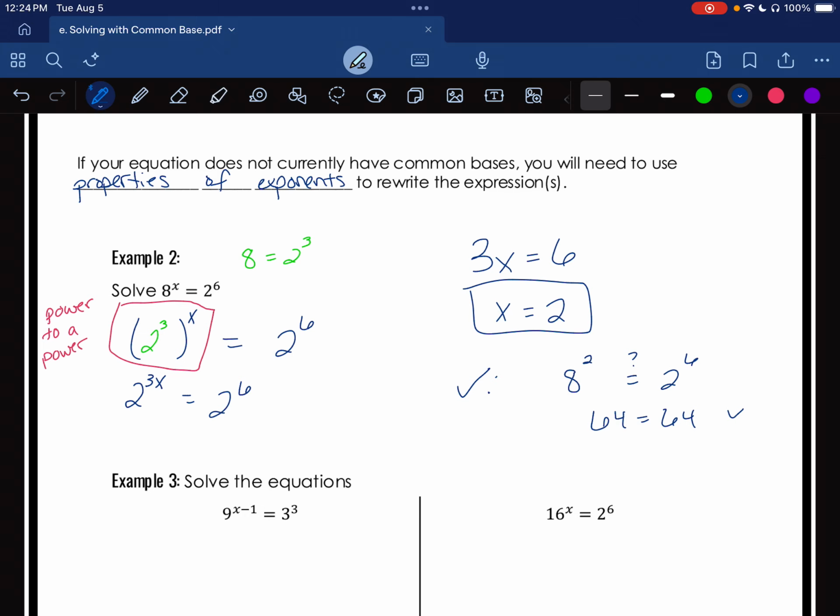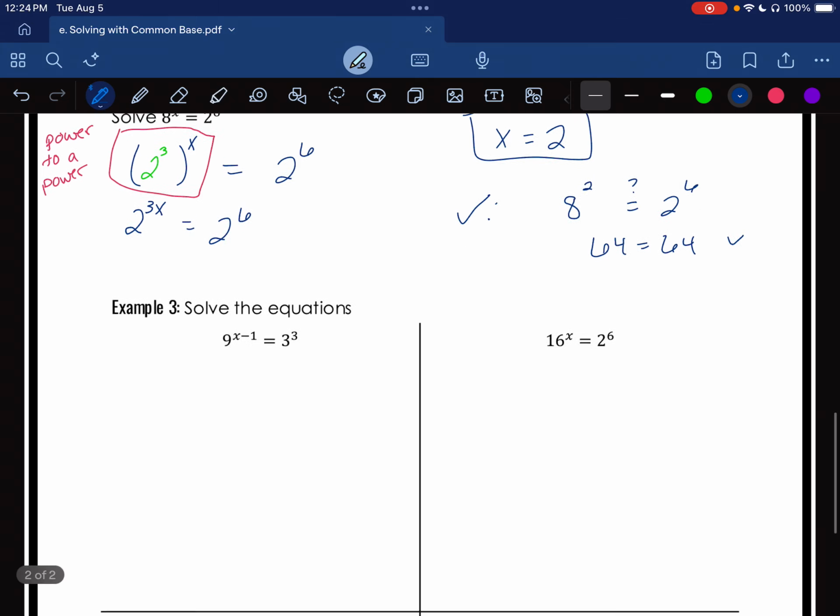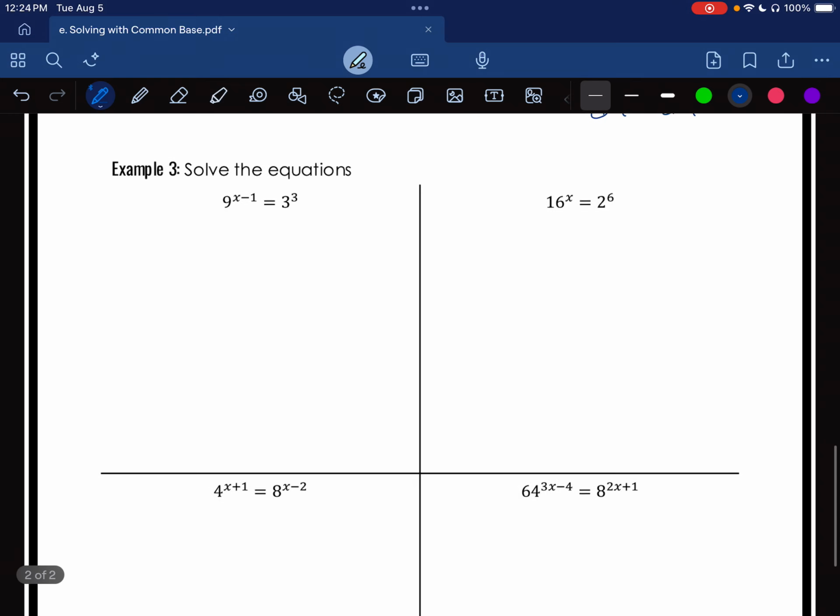All right, so let's keep going, solve a couple more equations. I've got 9 to the x minus 1 is equal to 3 cubed. All right, so 9, I know I can replace 9 with 3 squared. So I'm gonna still have this exponent here. Then replacing 9 with 3 squared.